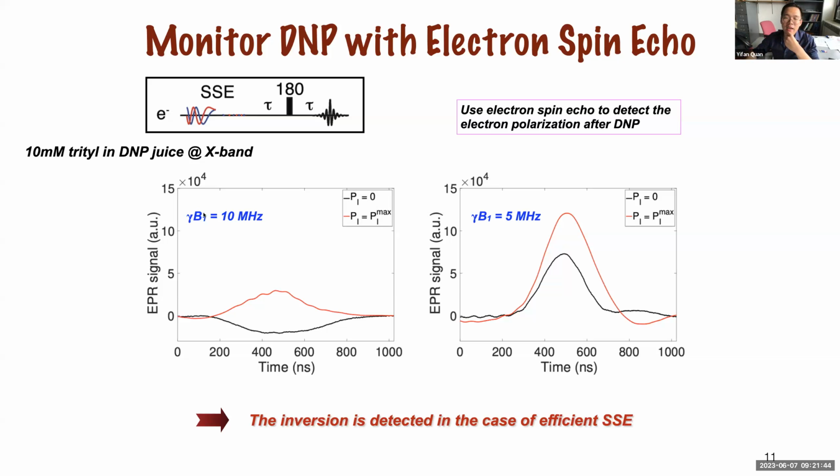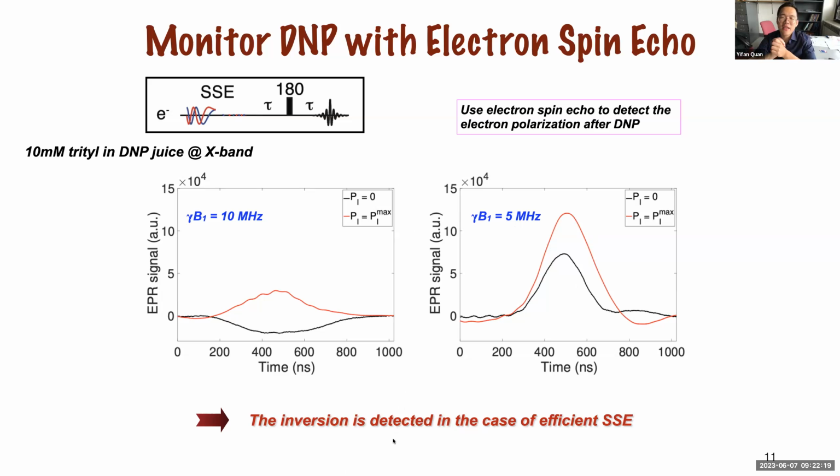So in that case, we compare 2 cases where first we have a strong gamma B1, so you have a high polarization transfer. And we see that, yes, for this case, we see an inversion of the electron spin polarization. Well, when you do it with weak gamma B1, so you have inefficient polarization transfer, you don't see this inversion anymore. So this simple experiment nicely showed this inversion of the electron polarization.